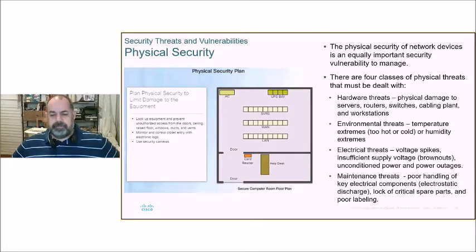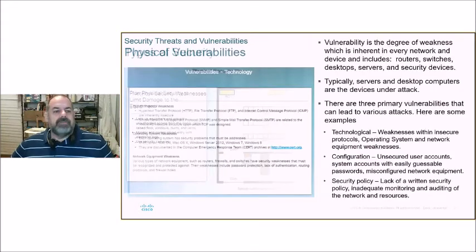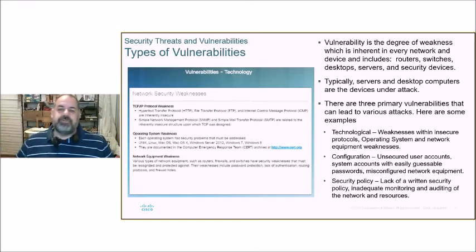Now, what kind of vulnerabilities do we have? So a vulnerability is the degree of weakness which is inherent in every network and device and includes routers, switches, desktops, servers and security devices. Typically servers and desktop computers are the devices under attack. There are 3 primary vulnerabilities that can lead to various attacks. Here are some of the examples.